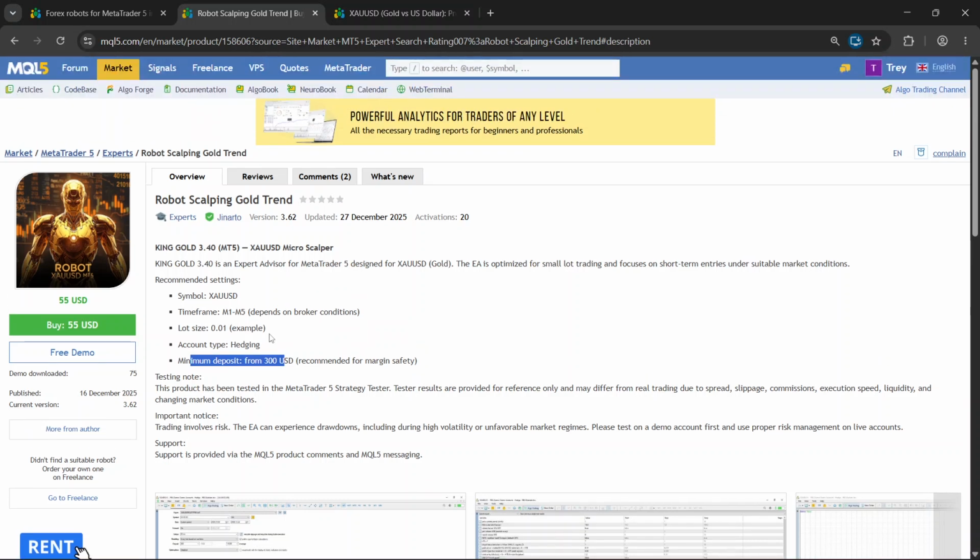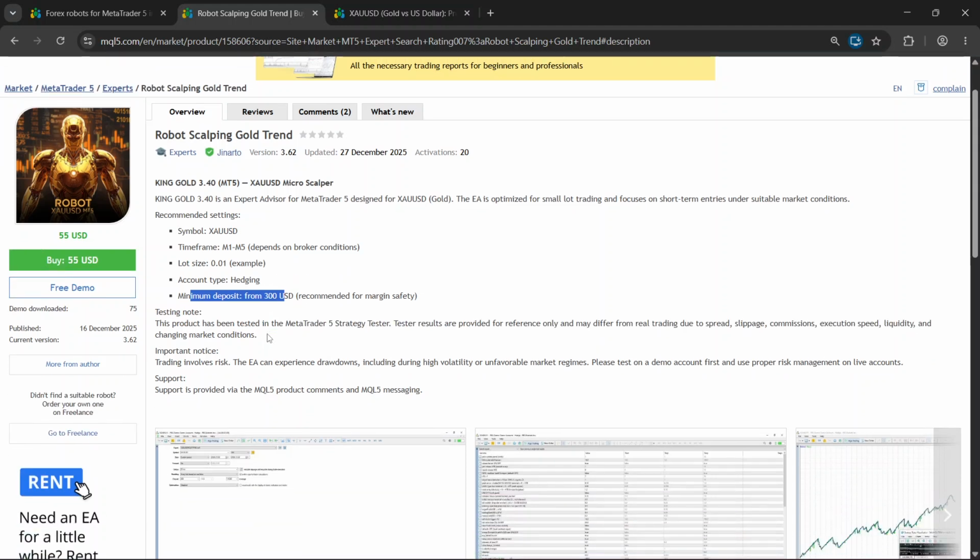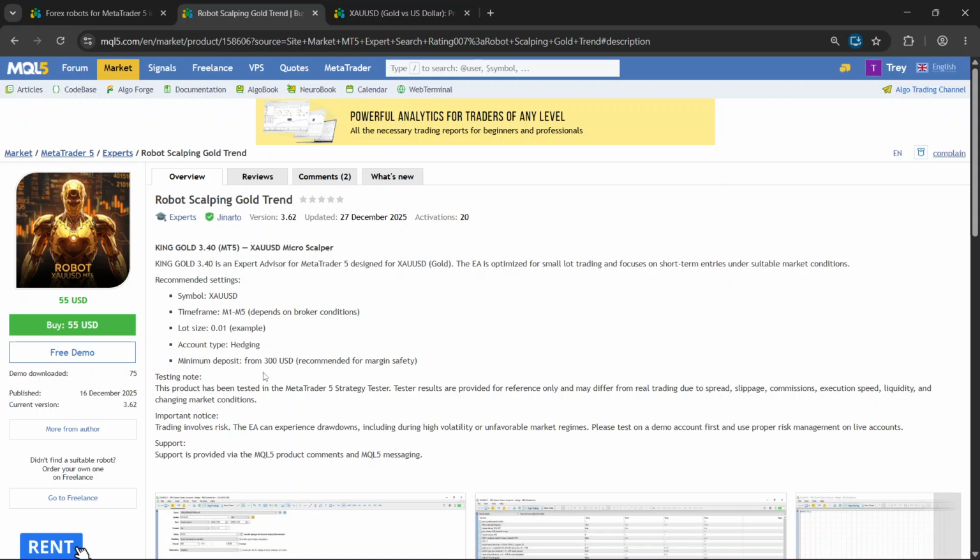Now they make it clear that the results you see in the strategy test are for reference only, as real trading can differ because of spread, slippage, commissions, execution speed, liquidity, and changing market conditions. There's also a standard risk disclaimer, as all EAs have. Trading involves risk. The EA can experience drawdown, especially during high volatility or unfavorable market regimes. So test on demo first and use proper risk management on live accounts.